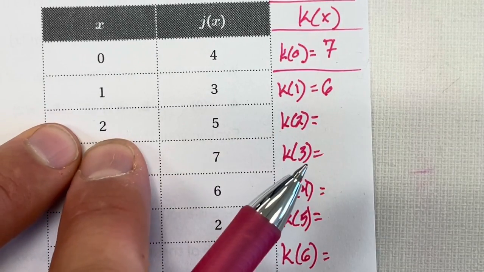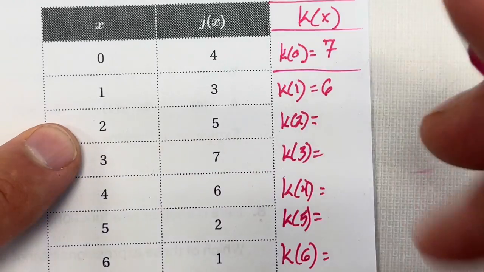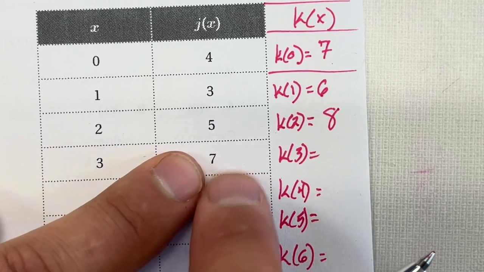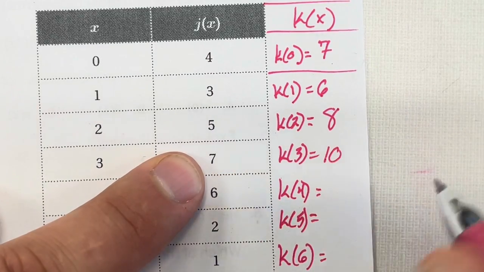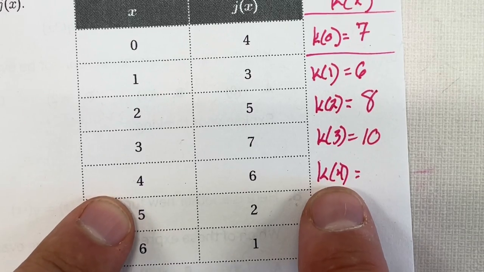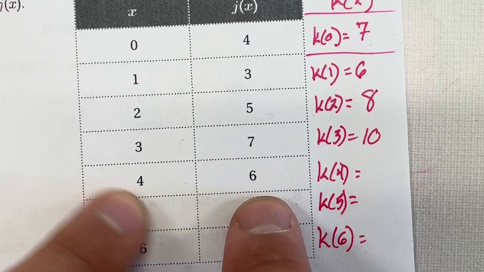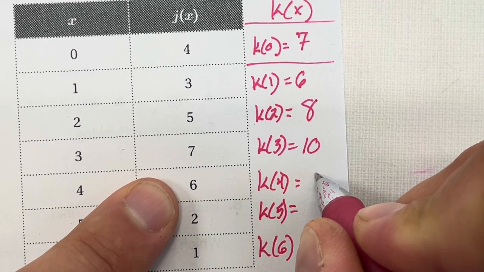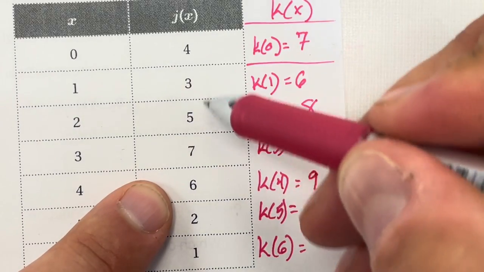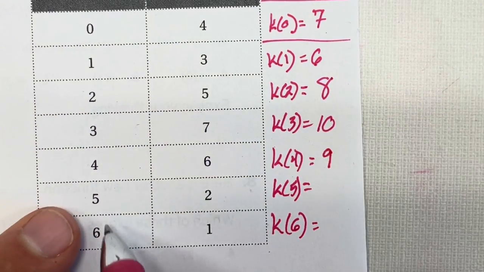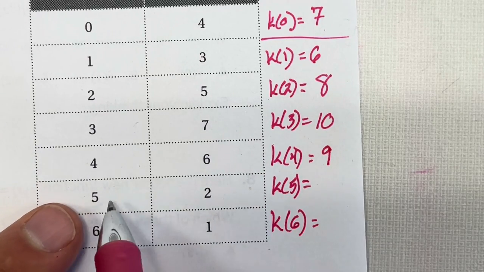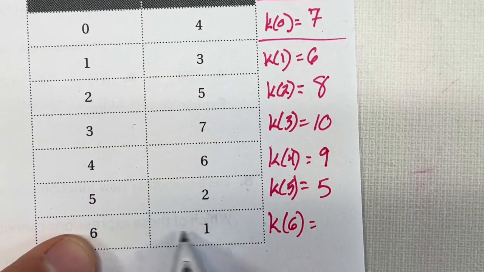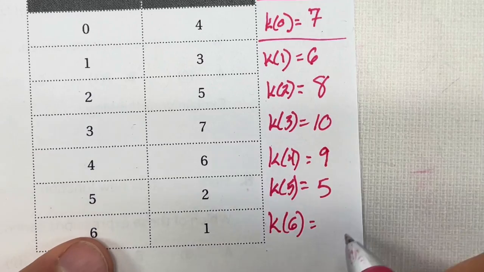So to find this one, we start here, take this value and add 3 more to it to get 8. Take this at 3, go to 3 in the j function, which is 7, and add 3 to it to get 10. Take the k function at 4, go to the j function at 4, its output is 6, but add 3 to it to get 9. Oh, interesting. The values went up and now they're decreasing. I wasn't expecting that because I didn't really look at the numbers. And at 5, take this, add 3 to it to get 5. Take this 1, add 3 to it to get 4.